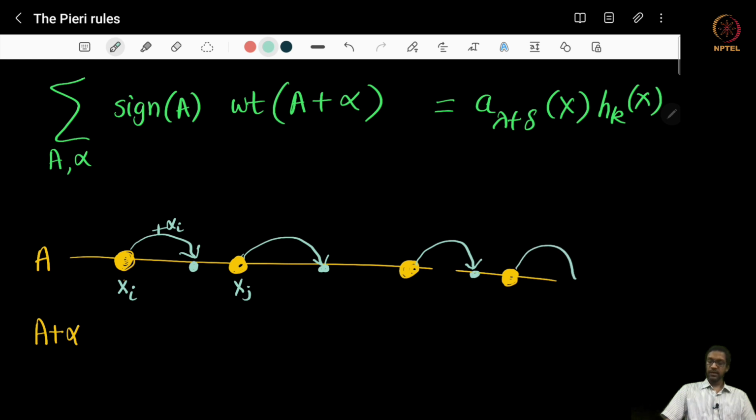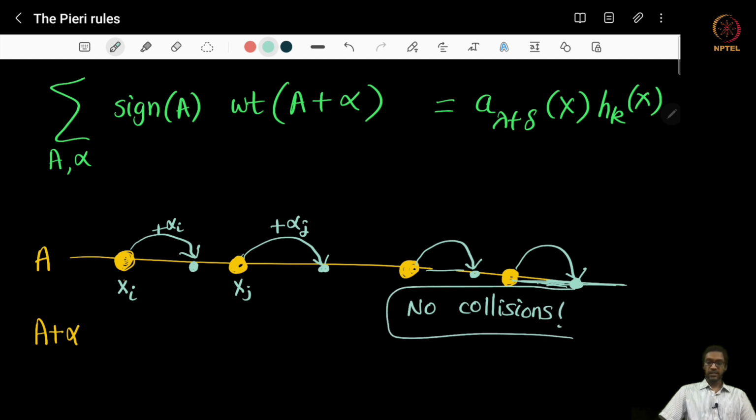So what have I done? I've given each of them some displacement. I moved all of them to the right, but here's what happened when they moved. When I start from the left and keep moving, it turns out that there are no collisions. So this picture that I just drew is a case where, when I go from the original abacus A to the new abacus A plus alpha, the process of translating does not involve any collisions.